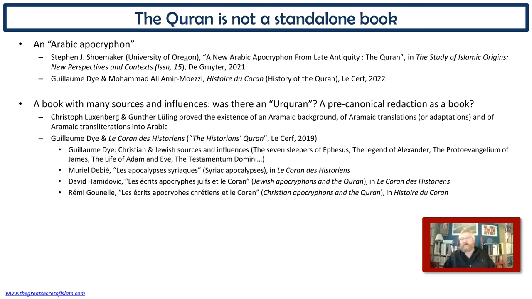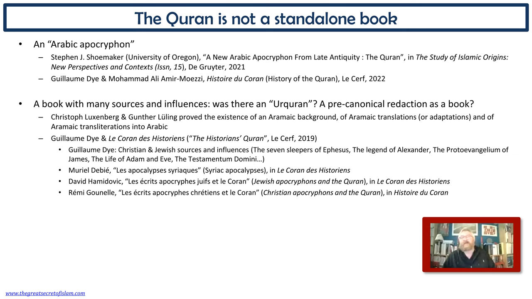With Thomas, you spoke about the works of Christoph Luxemburg and Günter Lüling. Both of those scholars proved that the Quran has an Aramaic background. We have some Aramaic translation, we have some Aramaic transliteration into Arabic in the Quranic text. But this is the only thing that they proved. They did not prove per se that there was an Aramaic text that was translated and it made the Quran.